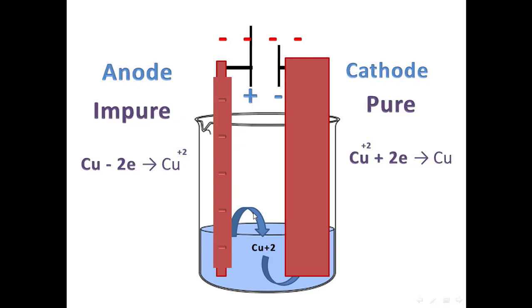Here we have the purifying process. All of the copper ions are only attracted to the cathode, and all of the copper ions are reduced here. Here we have to say like a 99.99% purity of copper atoms.